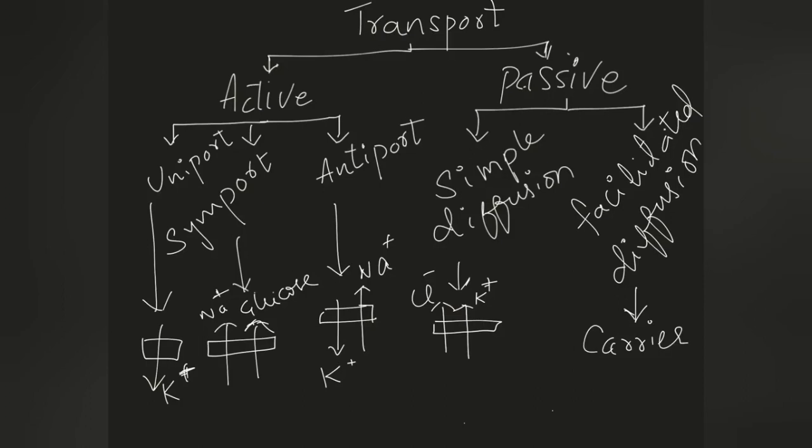So uniport is the movement of a single ion against its concentration gradient. Symport is the movement of more than one molecule in the same direction. They have to move in the same direction but against their concentration gradients. And in the antiport mechanism they have to move in opposite directions, against their concentration gradients. This type of transport is called the antiport mechanism.